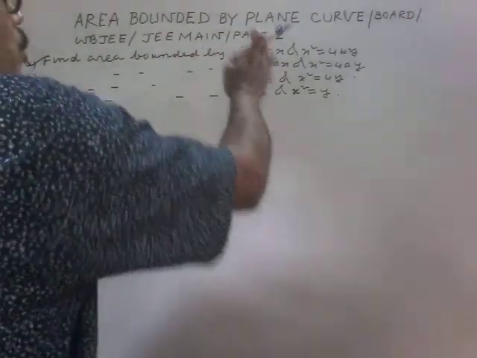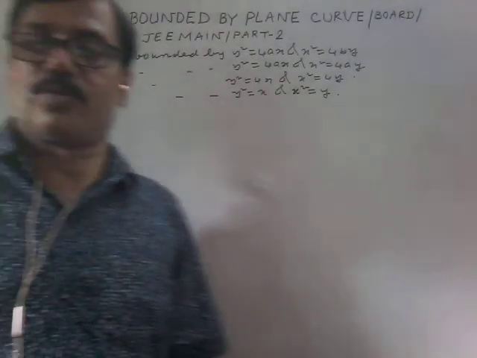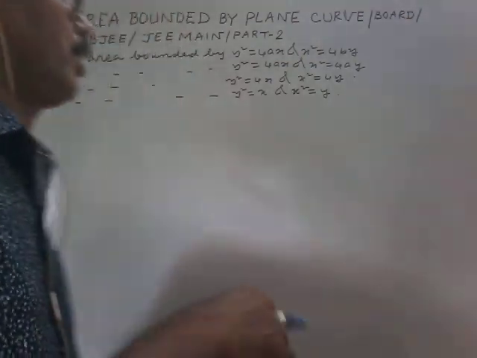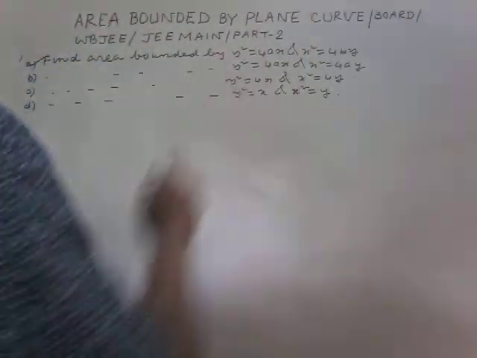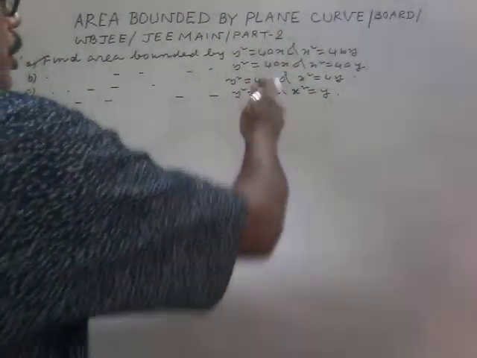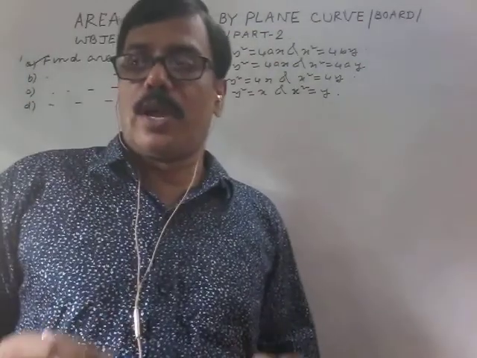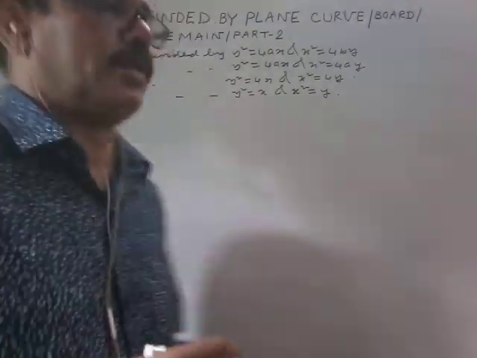Find the area bounded by the two curves y square equals 4ax and x square equals 4by. So that is two parabolas. And we have already discussed, to find the area bounded by two curves, we have to find the points of intersection.